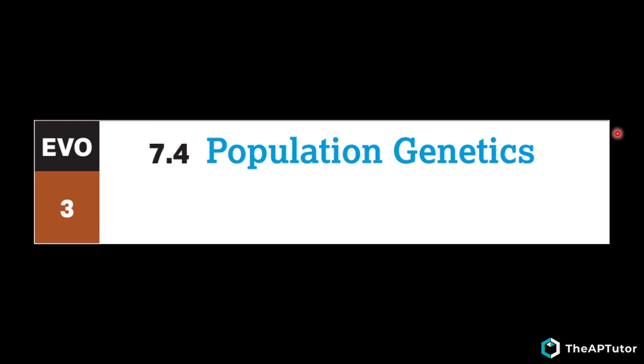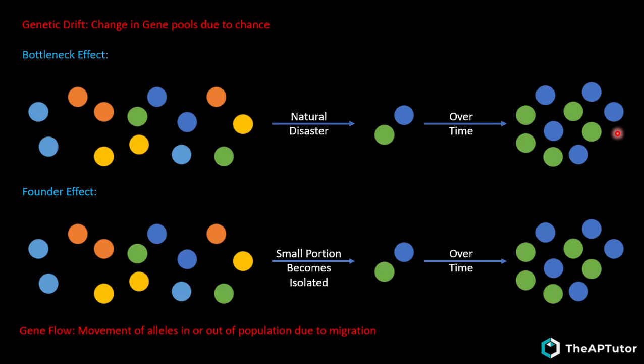How populations change over time. First, we go off with genetic drift. Okay, so genetic drift is the change in gene pools due to chance.